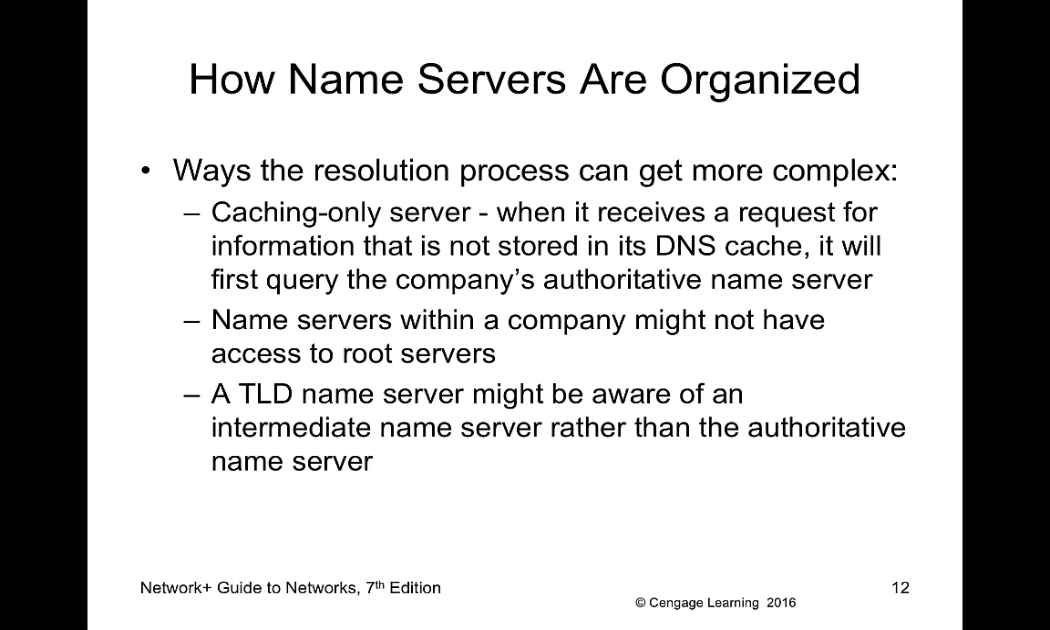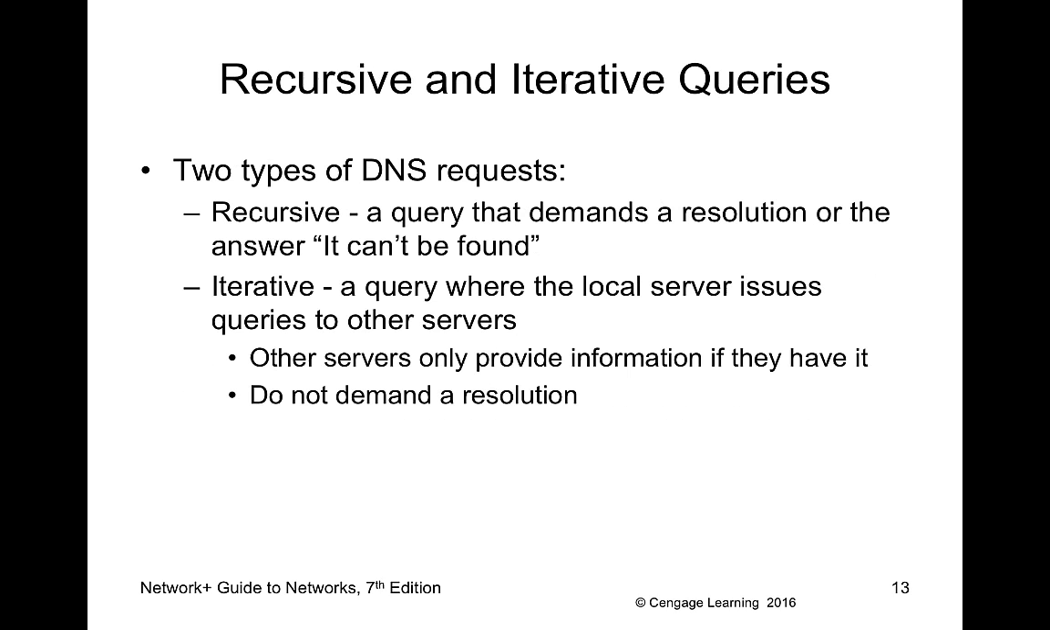Okay? It says the top-level domain name server might be aware of intermediate servers rather than their authoritative servers, because you can actually have subdomains, or you can go really in-depth with the name resolution process. Aha! Here's the two types I told you about. Remember when I said it depends how we're set up. Recursive is the query that demands a resolution to the answer. It can't be found. Okay.